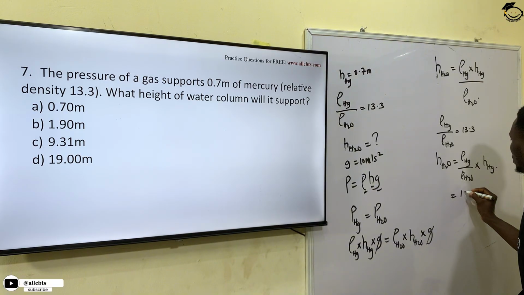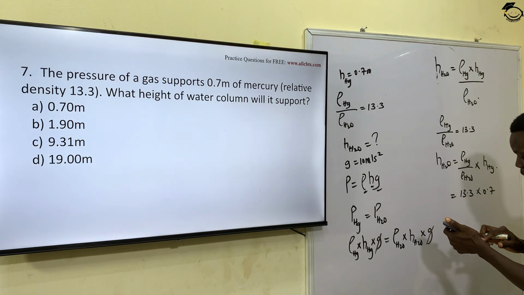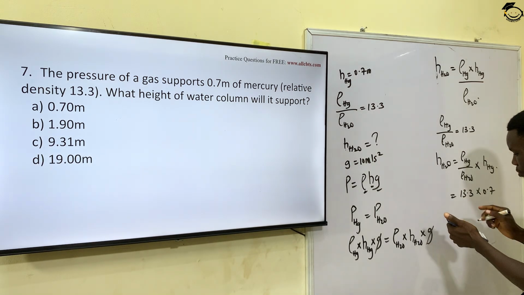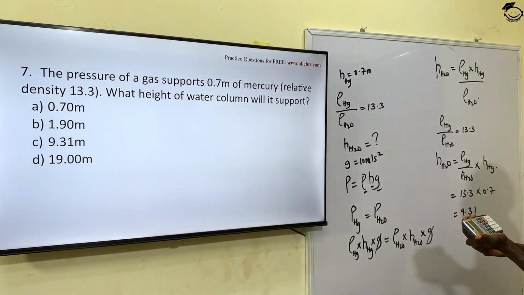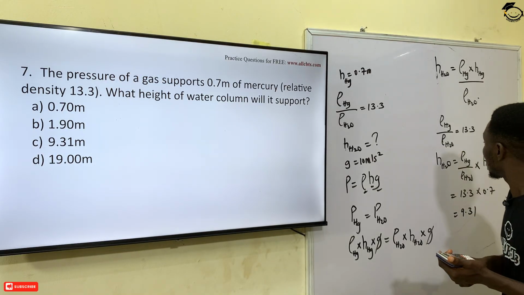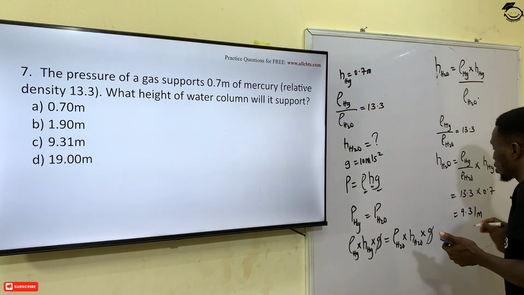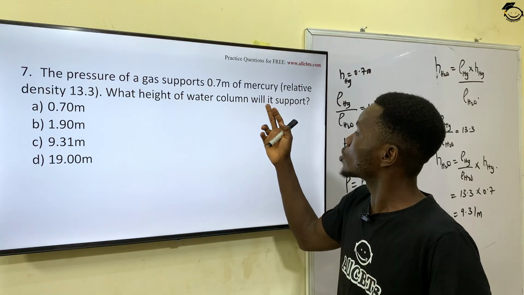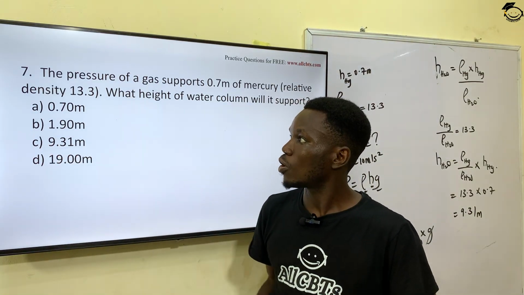So this will give me 13.3 times the height of the mercury that was given, which was 0.7. So I have 13.3 times 0.7, and that will give me 9.31. So looking at this, it means therefore that the height of water column that would support it is 9.31 meters, which is option C.